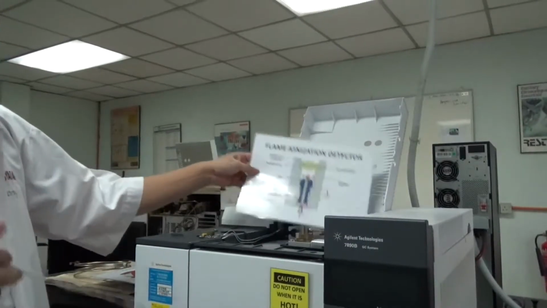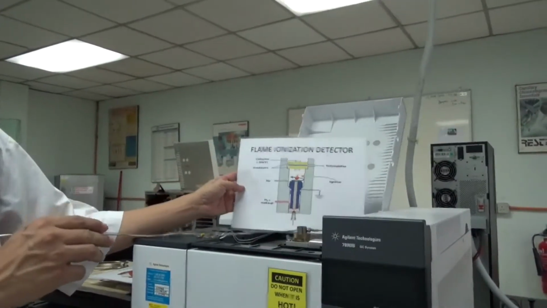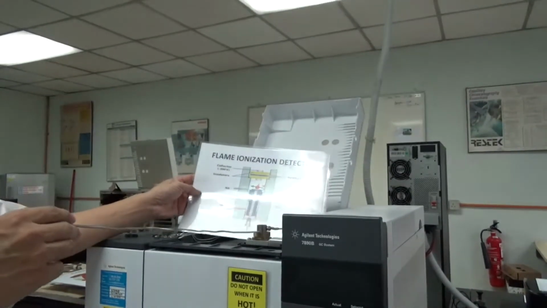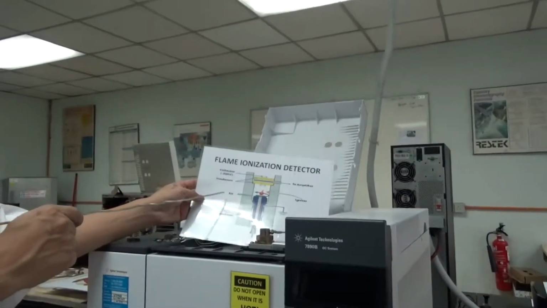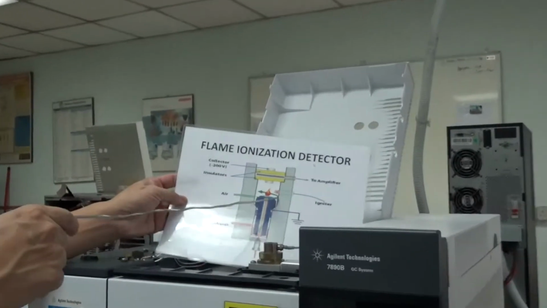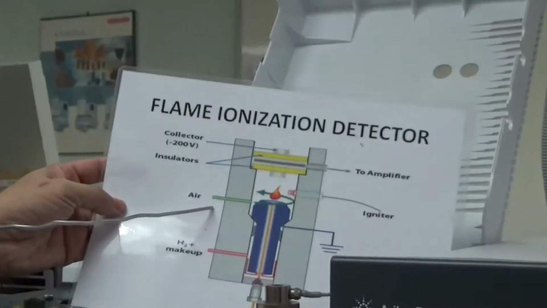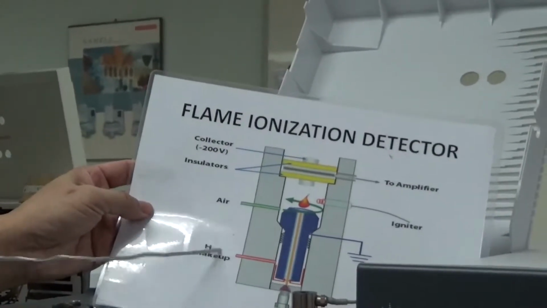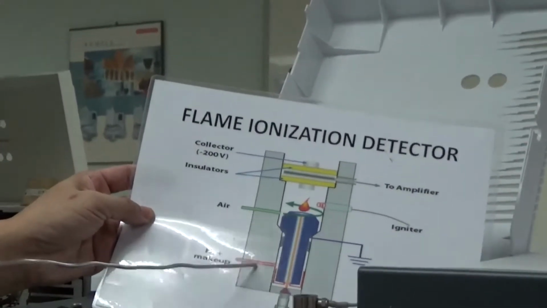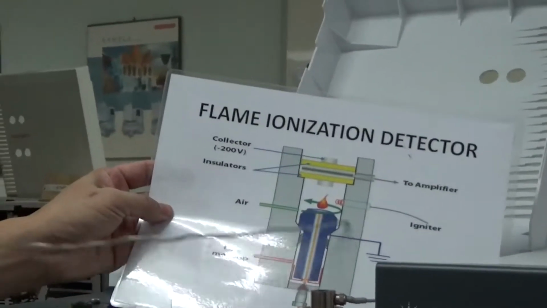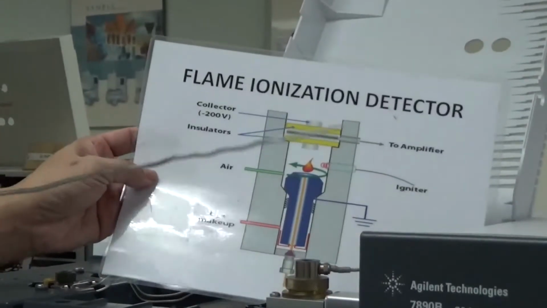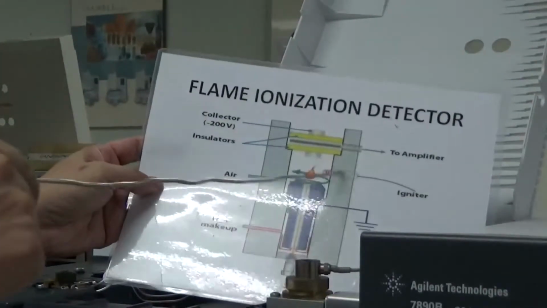So this unit is the flame ionization detector. What we have in the flame ionization detector is an air supply, which is pumped by the air pump. And then we have hydrogen gas, whose function is to produce the flame and to ionize the sample.